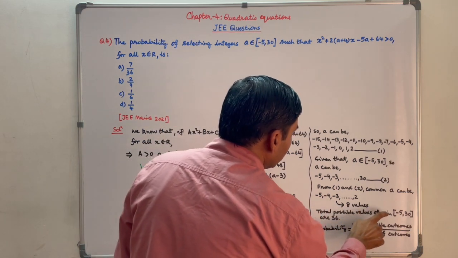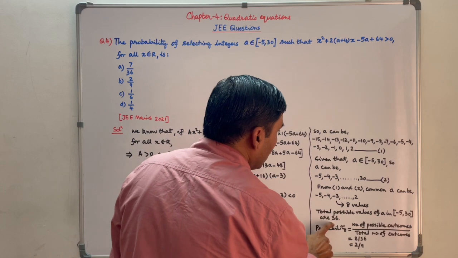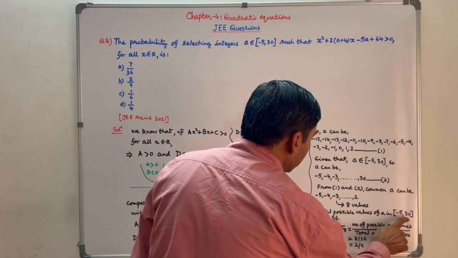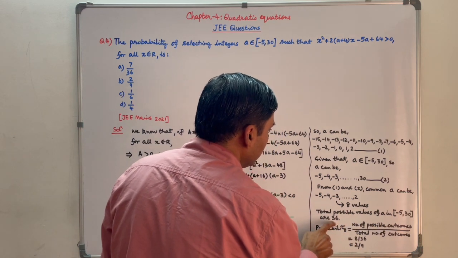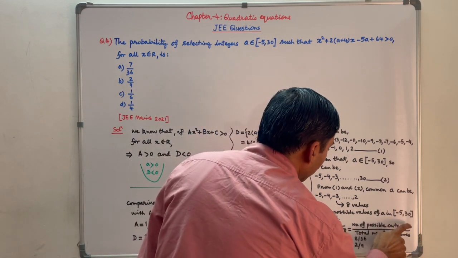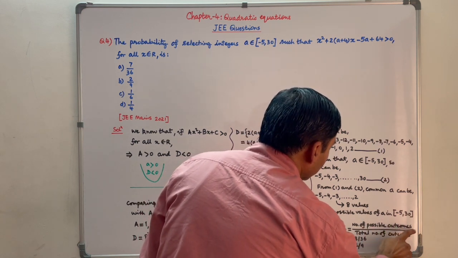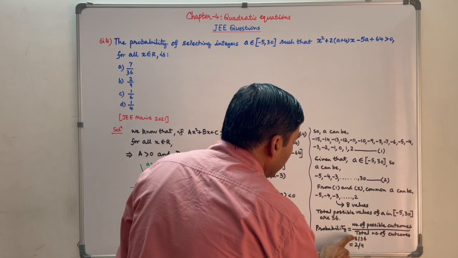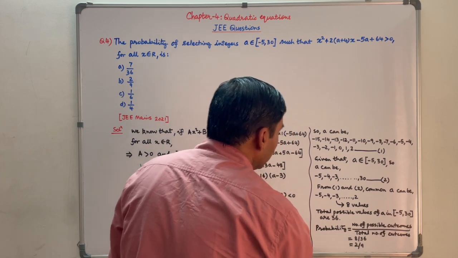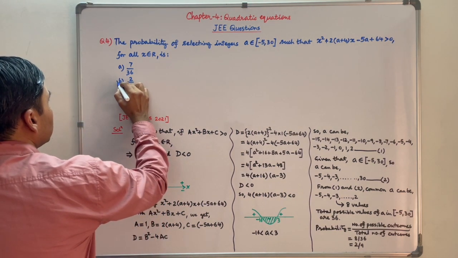Total possible values of a in this interval will be 36. Count minus 5, minus 4, minus 3 and so on up to plus 30. So they will be 36 in number. So the probability will be number of possible outcomes of a upon total number of outcomes of a, and that is 8 upon 36. So it will be 2 upon 9. So our option will be option B is correct.